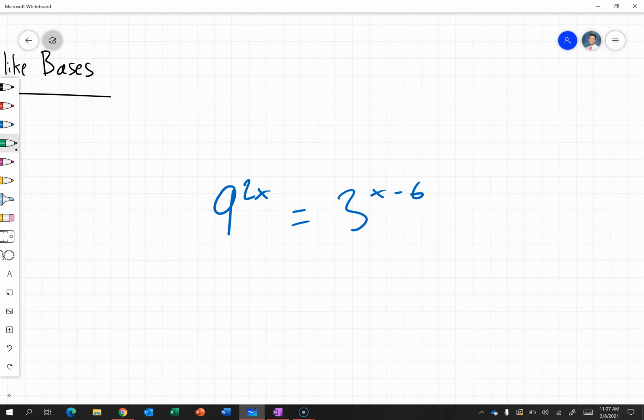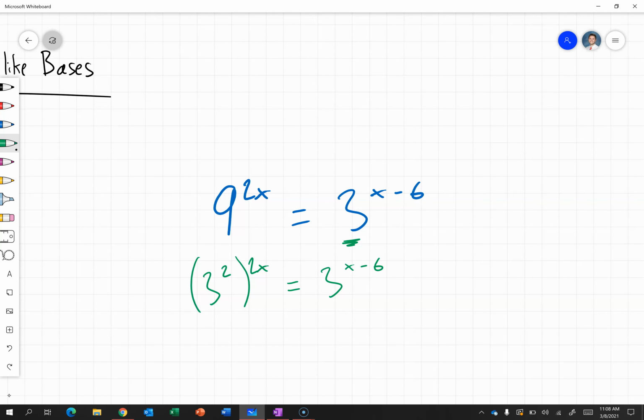Looking at another example, this time we have 9 to the power of 2x equals 3 to the power of x minus 6. Once again, we're going to start with our smaller number and see if that could be a base for our problem. In this case, we have 3. Can 3 be a base for 9? Well, yes, we know that 3 squared equals 9. So the first step, go ahead and in parentheses replace 9 with 3 squared. Then we'll have 3 squared to the power of 2x, and that's equal to 3 to the power of x minus 6.